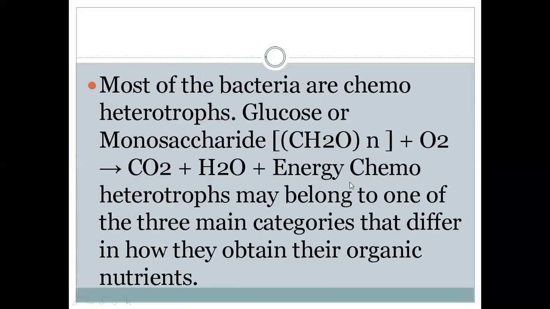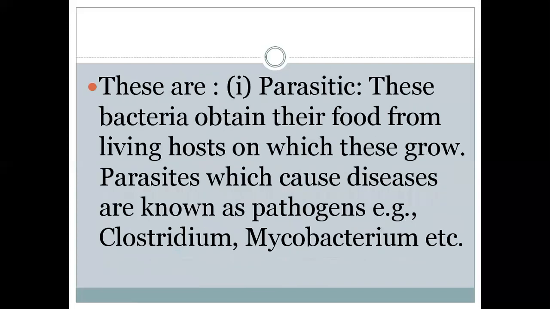Most of the bacteria are chemoheterotrophs. Here, they are utilizing glucose, carbohydrates, fatty acids, or other molecules. For example, if we take glucose, a monosaccharide, when it is reacting with oxygen, it will release carbon dioxide plus water plus energy. These chemoheterotrophs may belong to one of three main categories that differ in how they obtain their organic nutrients. They will break down the biomolecules and derive their energy.